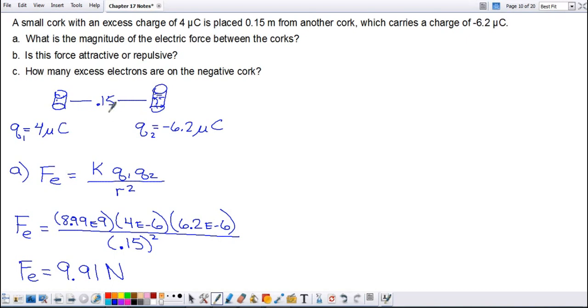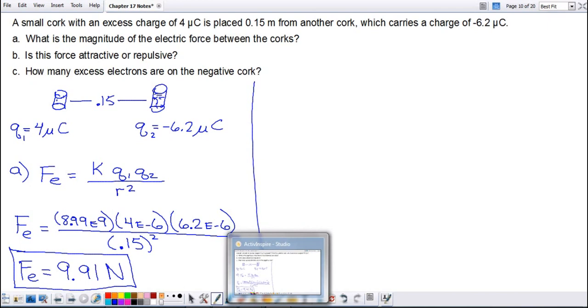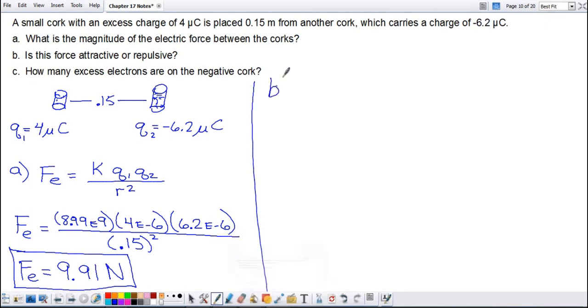It's just 9.91 newtons, and then if we are talking about the force on the first charge, well, that's 9.91 newtons to the right. If we're talking about the force on the second charge, it's 9.91 newtons to the left. So you have to be specific about which charge you are looking at. Okay, part B, answered this already a couple times. Is the force attractive or repulsive? Well, they're opposites, so it is attractive.